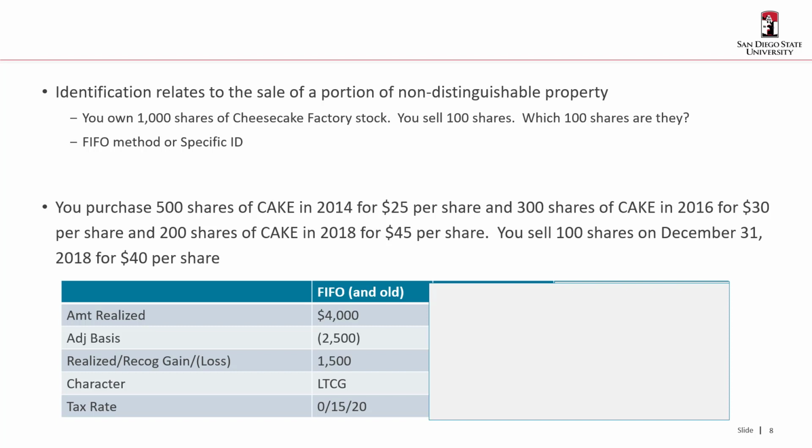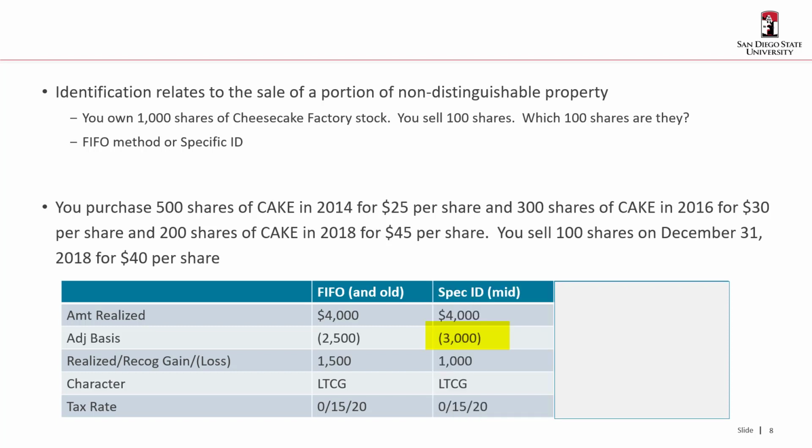Let's next consider if we sold the shares that were purchased in 2016. Let's call that the mid-aged shares, for example. So the amount realized would be the same, 100 shares times $40 a share. The adjusted basis is $30 a share times the 100 shares, or $3,000. Now the realized and recognized gain is down to $1,000. It retains the long-term capital gain character, and the same rates apply. So you can see just by shifting which shares you're designating as the shares you've sold, you're actually changing the gain amount.